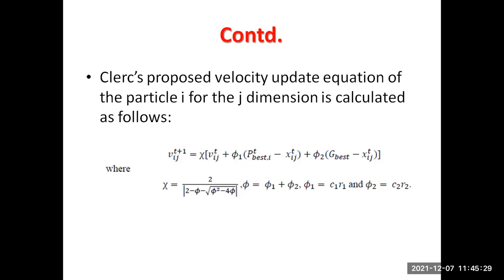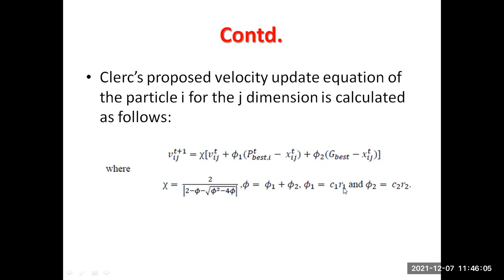Now, Clerc proposed the velocity update equation of the particle i for the j dimension. This is basically the velocity updation equation for any particle in particle swarm optimization. Normally, this lambda is excluded in particle swarm optimization. So the velocity at the t plus 1th iteration for the ith particle and jth dimension will be Vijt, that means whatever velocity it had in the previous iteration, plus phi1. Phi1 is basically a random number.